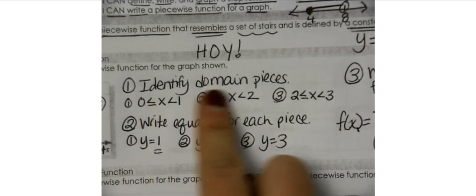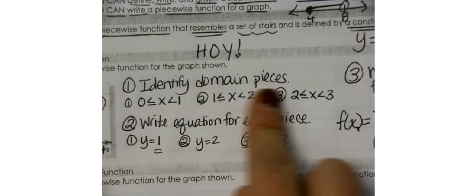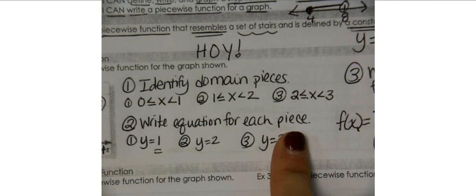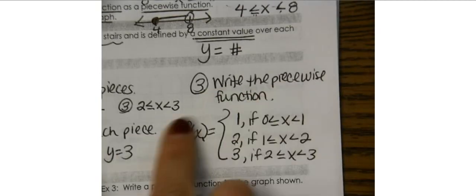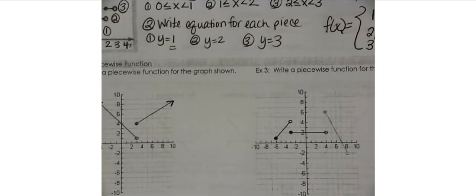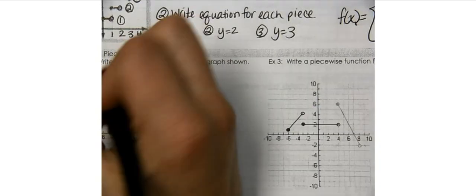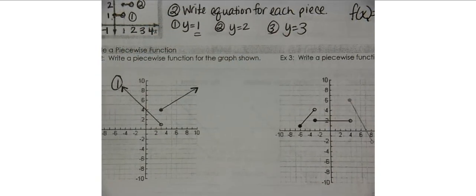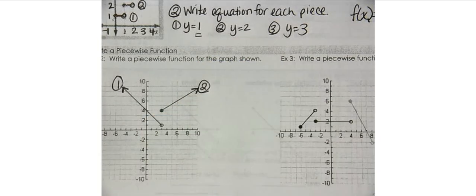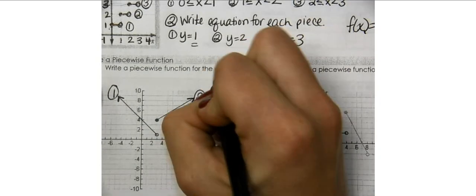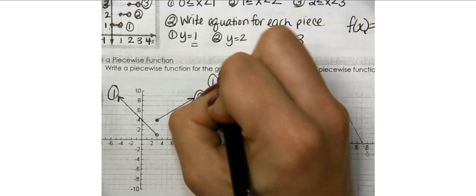The first thing we're going to do is identify our domain pieces. Step number 2 is we're going to write an equation for each piece, and step number 3 is we're going to write the piecewise function. So I'm going to follow these steps over and over again. It's always helpful to label your pieces. I'm going to label this first piece number 1, and over here I'm going to label this piece number 2. So step number 1 is we want to identify the domain. So I'm going to call it step number 1, domain.